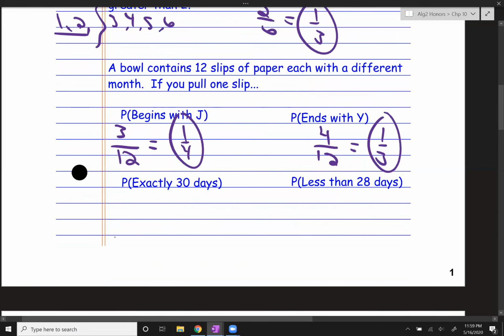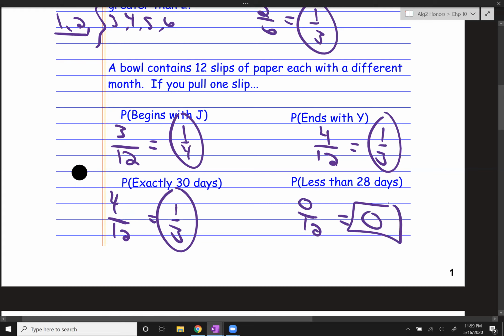How many months have exactly 30 days? All right, everybody count their knuckles. Good, 4. So it's 1/3 of the time. And how many months have less than 28 days? Less than 28 days. That would be none of them. Good. So probability can be 0. And the best thing that can happen is that we end up with 12 out of 12, which is 1. But I don't have that as a question in front of us today. Just remember, probability is always between 0 and 1.